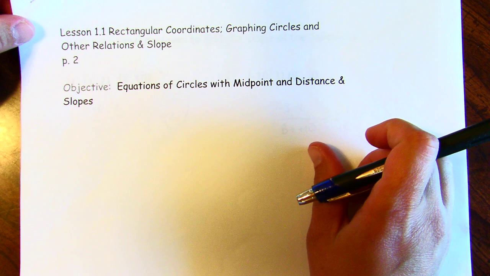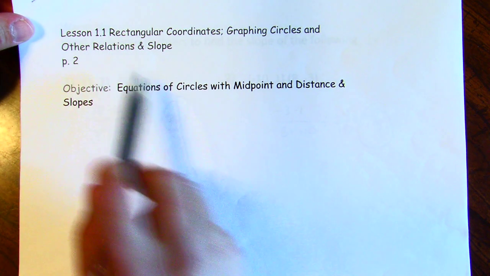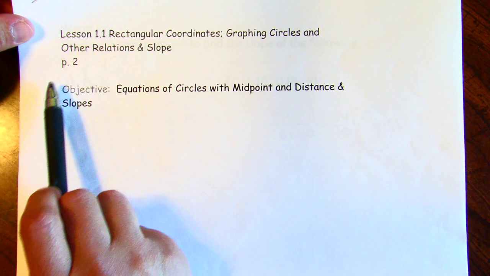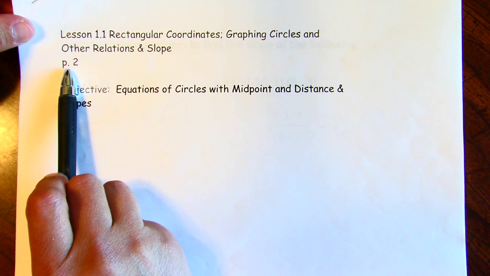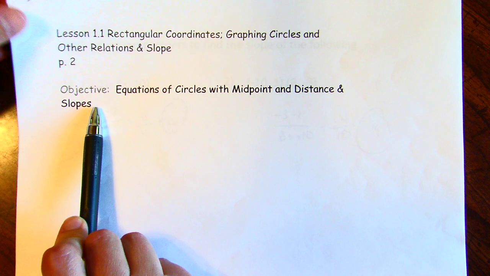Now you're going to notice that this says a lot of things. You're going to see pages like this at the beginning of every lesson. Up at the top, it'll tell you what lesson number we're doing as well as the title. And over here it says the page in the book that we're going to start on and our objectives. So you're going to see this every time we do it.